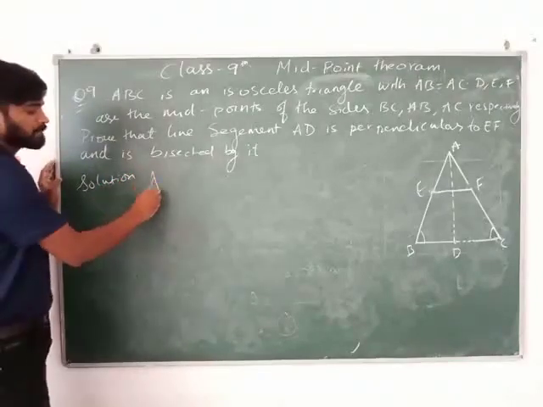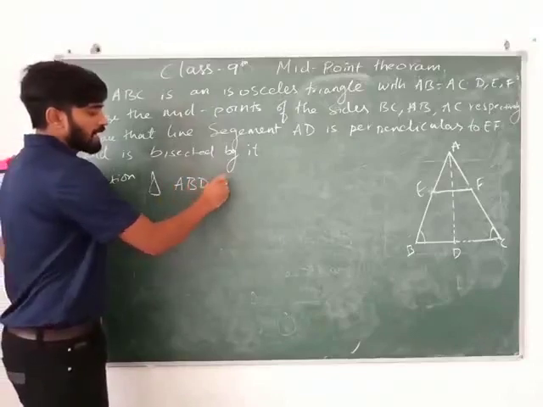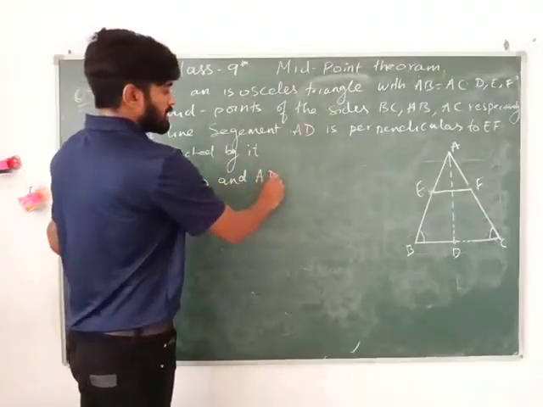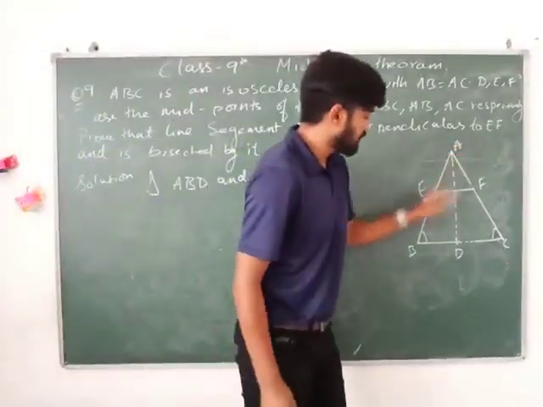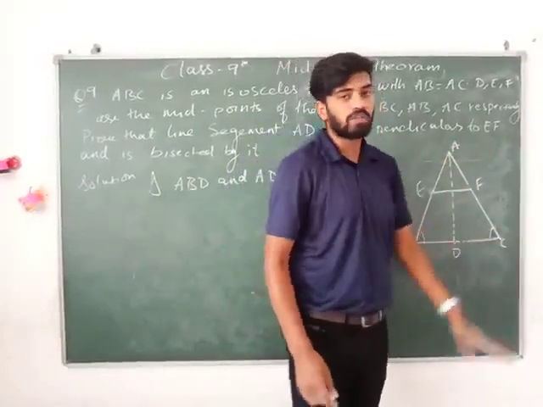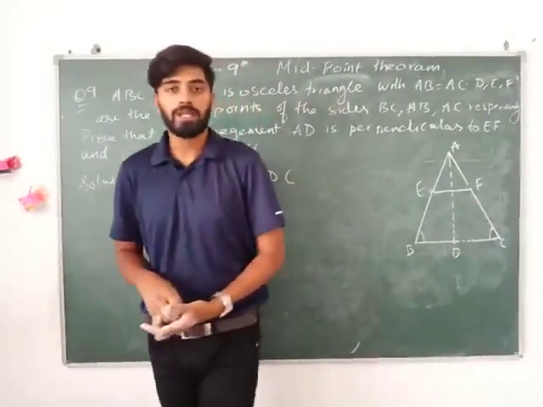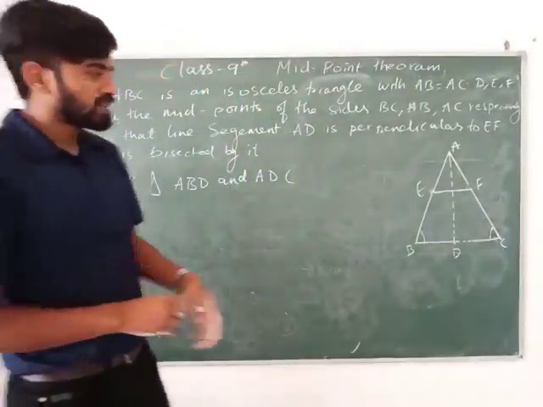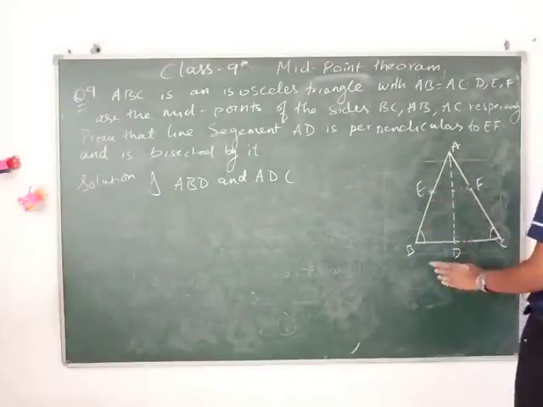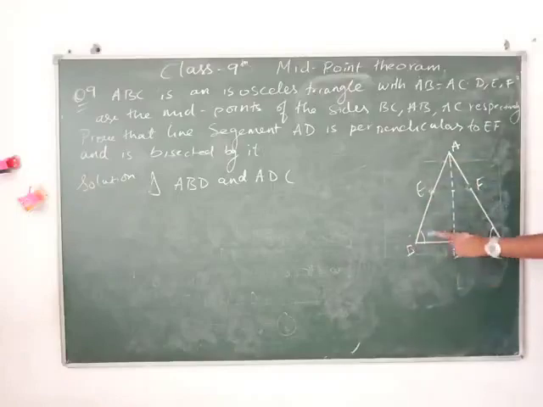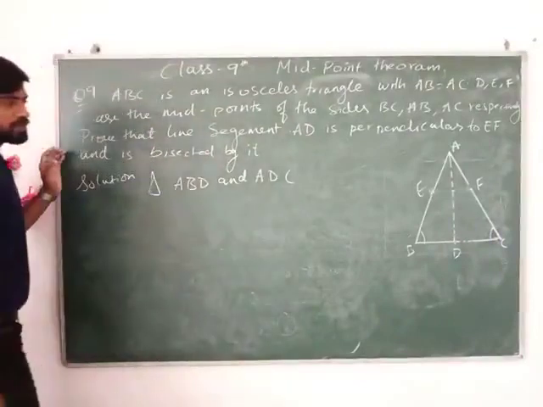Okay, first we'll see the big triangle, and the big triangles are ABD and ADC. You can also see the hint given below that I have to prove both triangles are congruent. Okay? For now I am ignoring this part. So I am proving triangles ABD and ADC congruent.